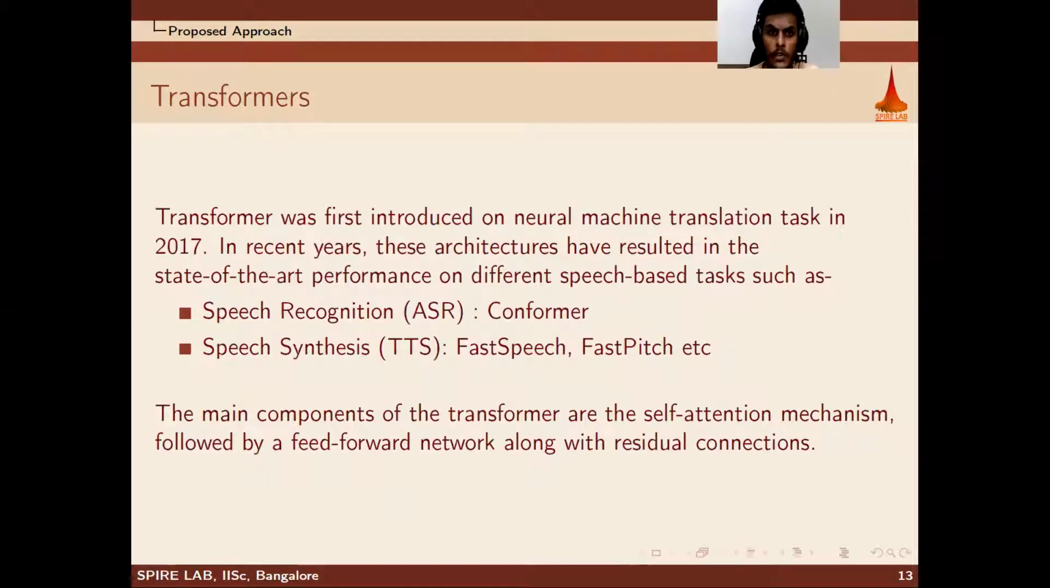Now, since we'll be utilizing transformers in our work, I'll first talk about transformers. So transformer was first introduced on neural machine translation task in 2017, and in recent years, these architectures have resulted in state-of-the-art performance on various tasks such as speech recognition, speech synthesis. So to briefly talk about the transformer architecture, it has a self-attention mechanism followed by a feed-forward network.